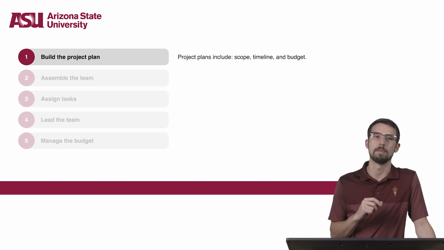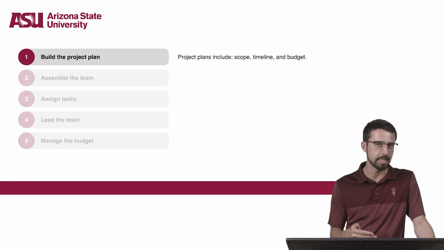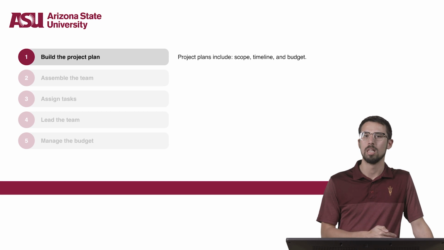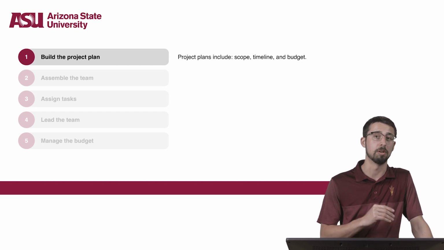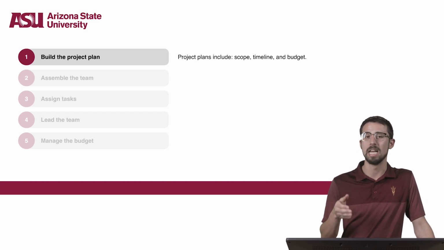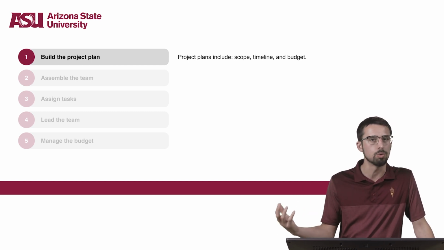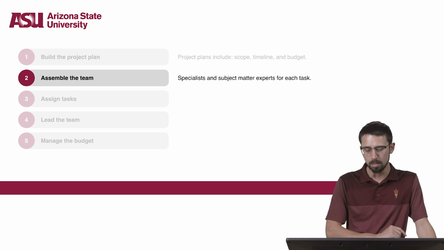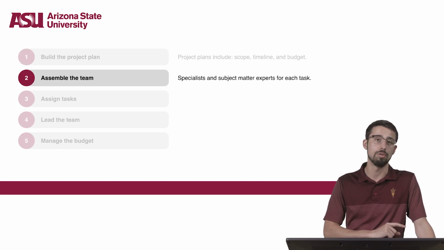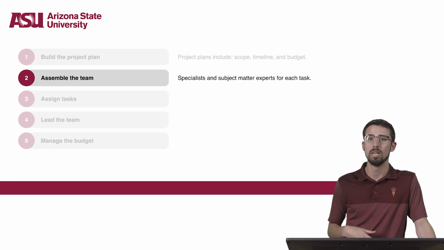Project managers are responsible for plotting the most realistic course for the project. The plan really has to include the project's scope, timeline, and budget, but it can also include things like identifying the right tools for the job. Then you can focus on assembling the team.